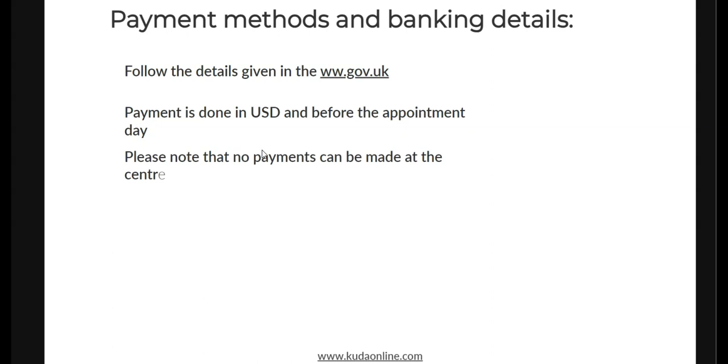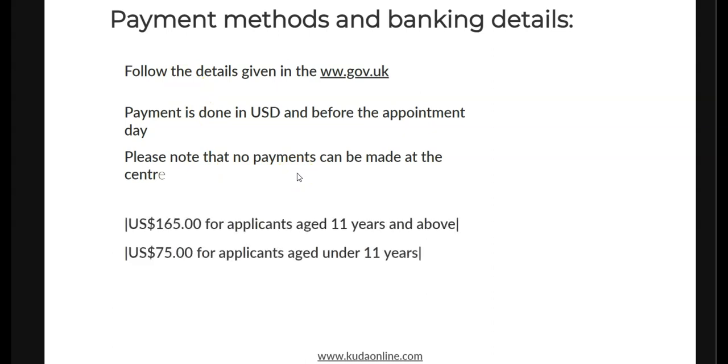Please note that there is no payment you need to make at the center. You have to go to the bank, make the deposit, and then you get a bank deposit slip. At the time that I'm doing this video, for people aged 11 and above, it's $165 per applicant, and for those 11 and below, it's $75. Again, this information is from the official United Kingdom website.